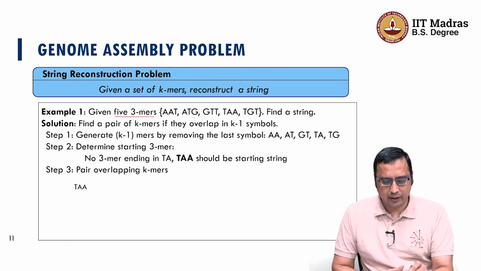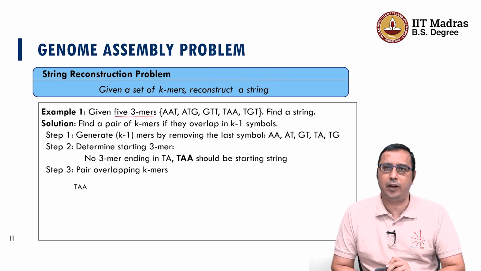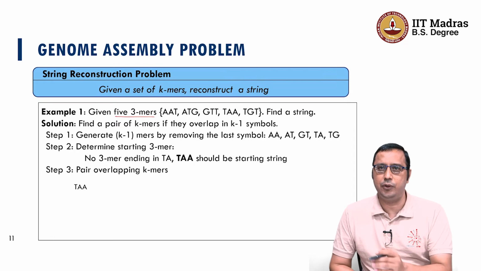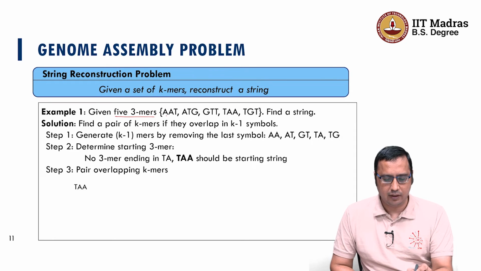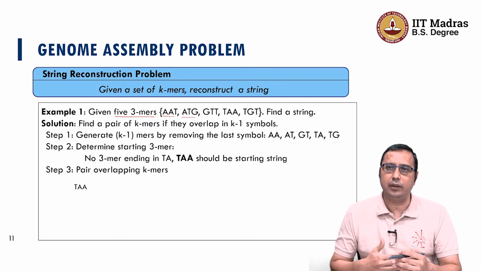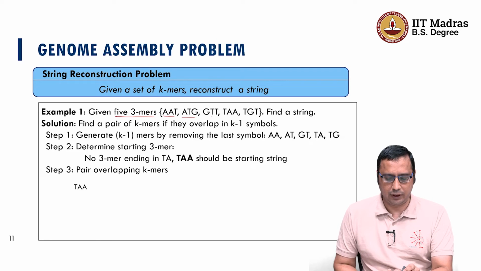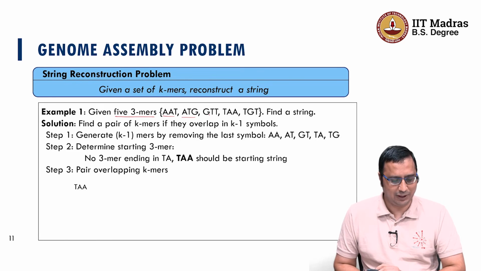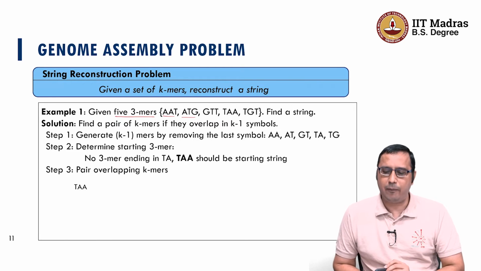Remember, this sequence I have given is in some kind of alphabetical order, so I cannot just go and use that. It is just serendipity that the first element of the k-mers and the second element of the k-mers are overlapping. That may not be true, you can see for the third one. Okay. So what is step 1?